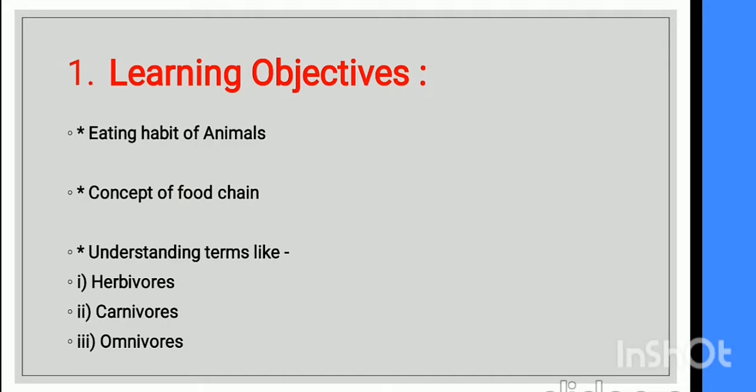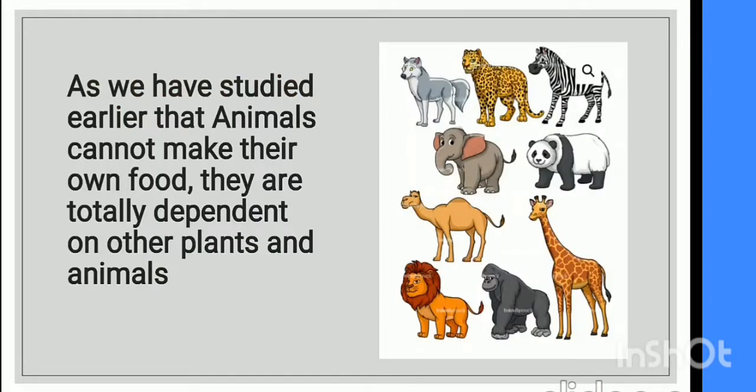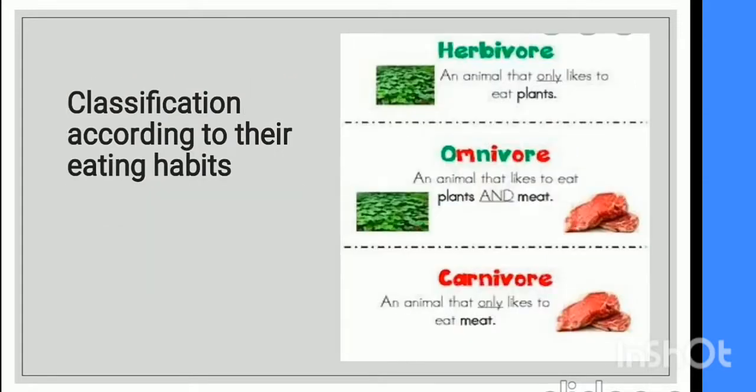So, the learning objectives of the chapter are the eating habits of animals, the concept of food chain, and understanding terms like herbivore, carnivore and omnivore. As we have studied earlier, animals cannot make their own food, they are totally dependent on plants and animals. So, according to the eating habit of the animals, we can categorize animals into three categories, which are herbivore, carnivore and omnivore.